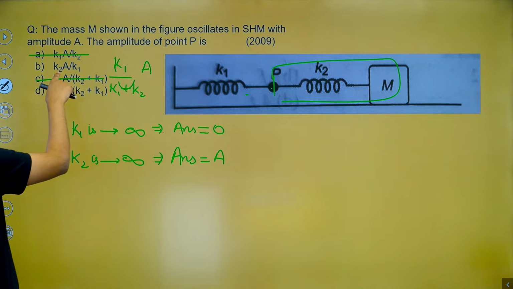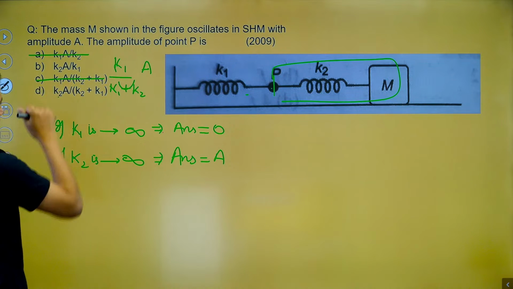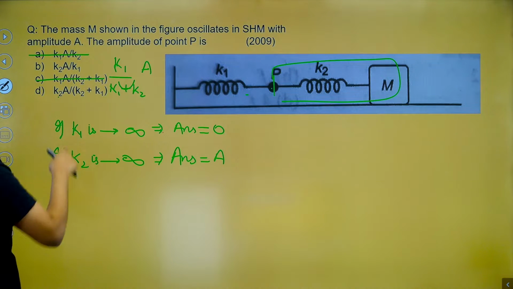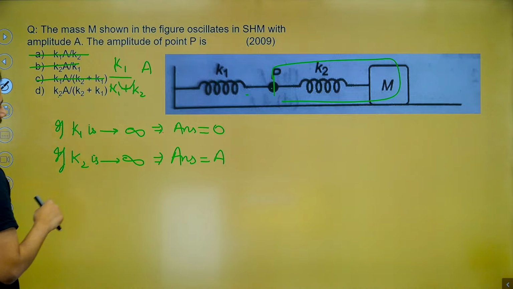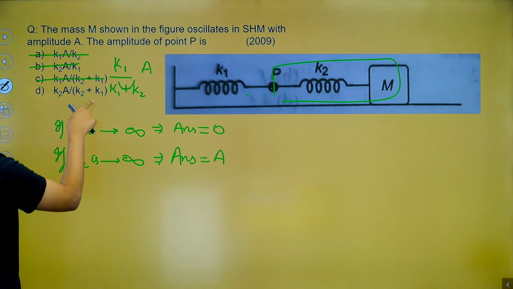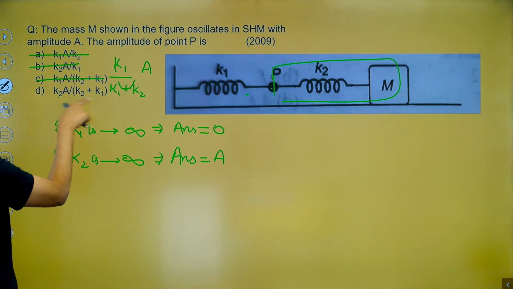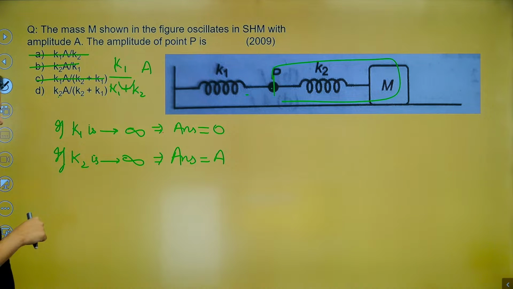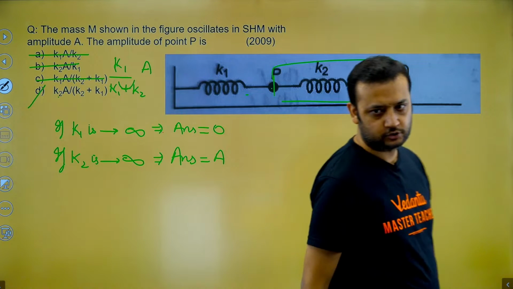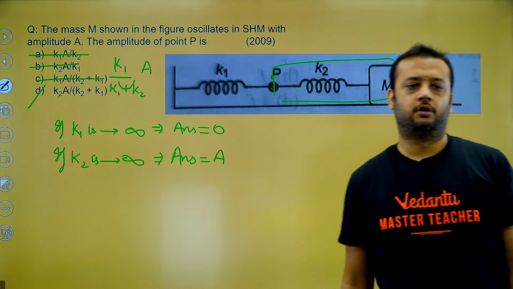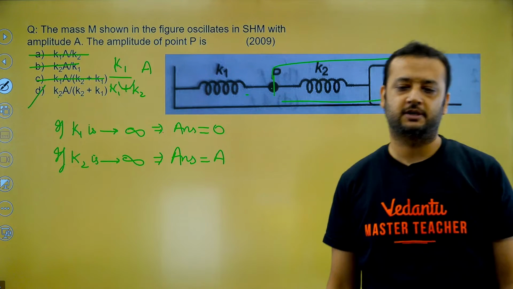If you look at option B and put K2 to infinity, it does not become A. So option B is also wrong. If you check option D and put K2 to infinity, you can see that option D will tend to A, because K2 by K2 plus K1 will become 1. So option D is correct. We have rejected A, B, C with absolute surety. So only option D was left.